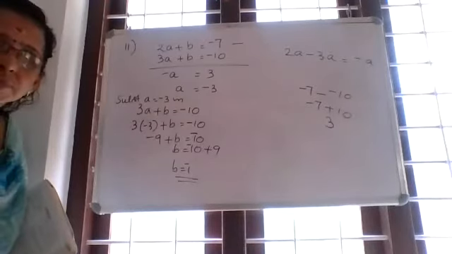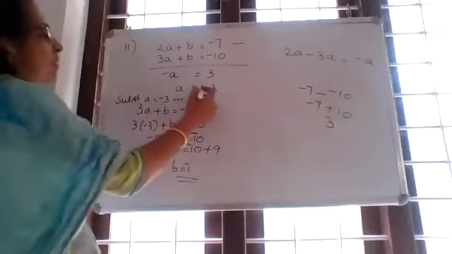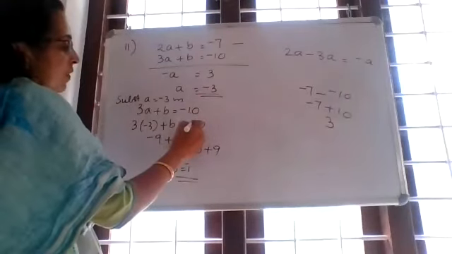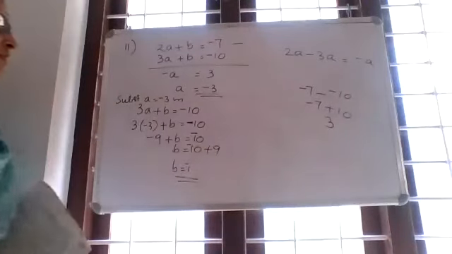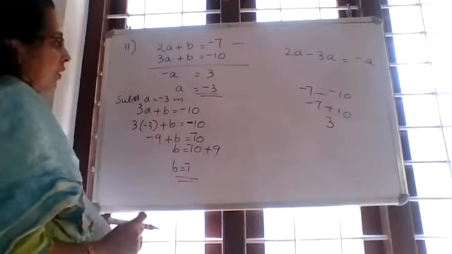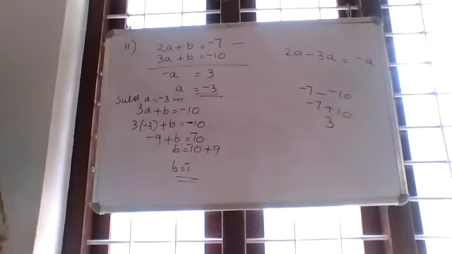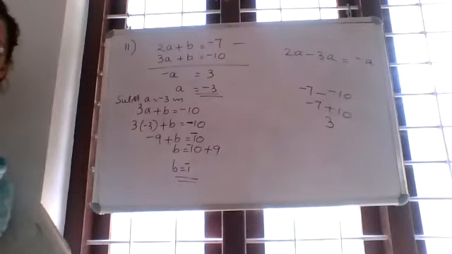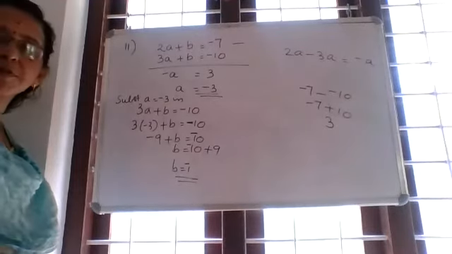You will get only 2 marks here. If it is wrong, you want to put negative. So negative 10 plus 9 only, so negative 1. So got it? a is equal to negative 3, b is equal to negative 1. Careless mistakes affect marks.